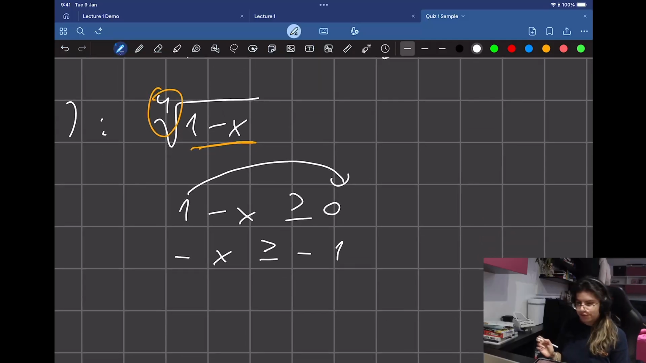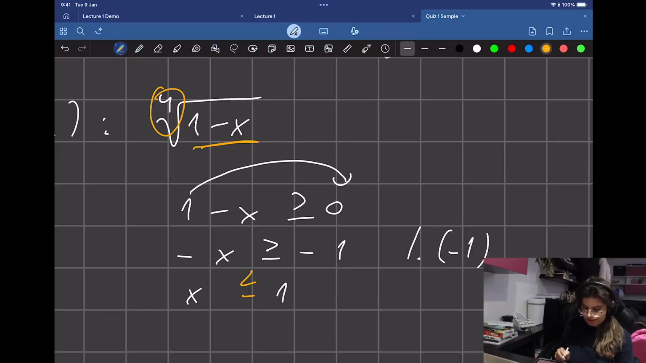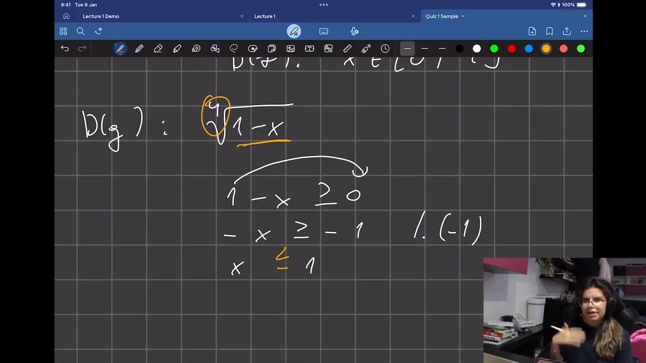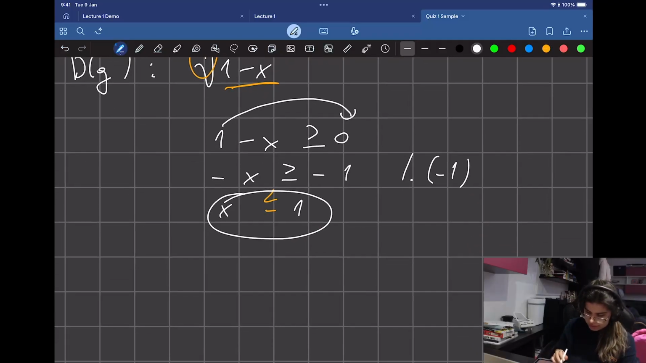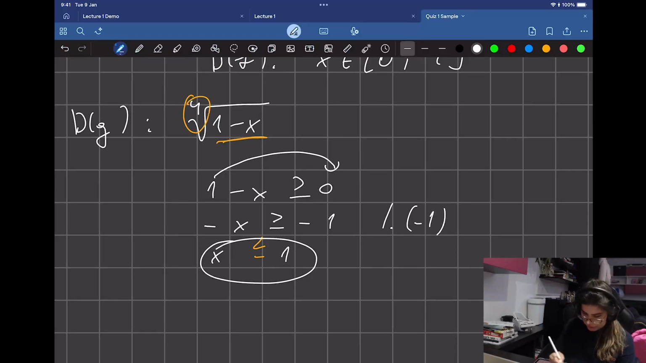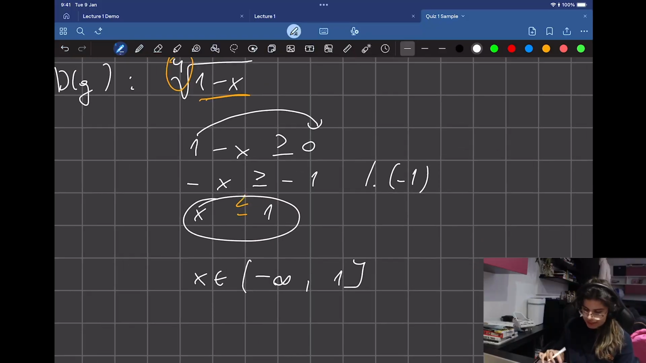And be very, very careful. This is a silly mistake that a lot of us make. But when you multiply both sides of an inequality by minus 1, the sign changes direction. That's really important to remember. Whenever you multiply or divide by minus 1, or whatever negative number it is, you need to change the direction of the sign. So that's the final domain of g of x. Or in other words, x is between minus infinity and 1, like that.